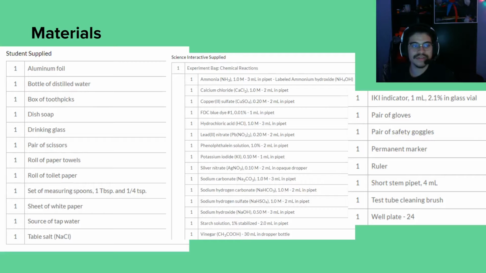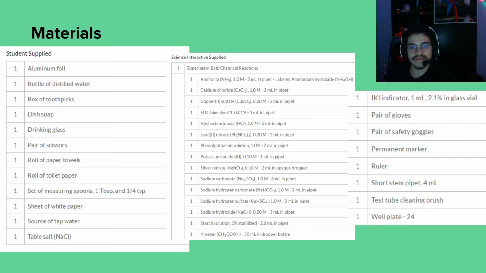For materials, there's a mixture of student supplied and Science Interactive supplied. For student supply, we need aluminum foil, bottle of distilled water, box of toothpicks, dish soap, drinking glass, pair of scissors, roll of paper towels, roll of toilet paper, set of measuring spoons, sheet of white paper, source of tap water, and salt.